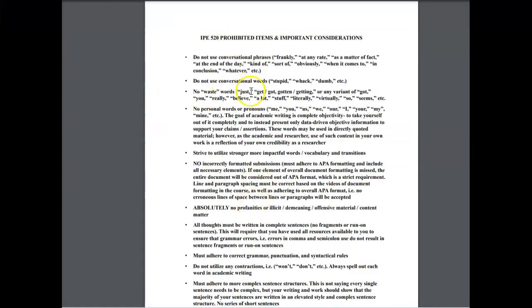All right, let's get started on this list. First of all, do not use conversational phrases or idioms in any way, nor trite phrases. This includes frankly, at any rate, as a matter of fact, at the end of the day, kind of, sort of, obviously, when it comes to, in conclusion, lastly, whatever, etc. The goal is to always be assertive in the claims being made.